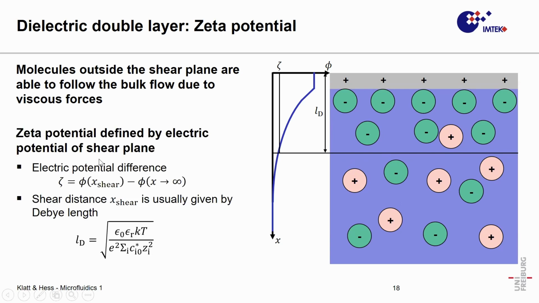So if you put this into numbers, you can say that the zeta potential is defined by the electric potential of the shear plane. The zeta potential equals the electric potential of the shear plane minus the electric potential of the bulk solution. So this is this difference. And it is usually given by the Debye length. So if you enter the Debye length into your potential equation, you will get, in general, the zeta potential.